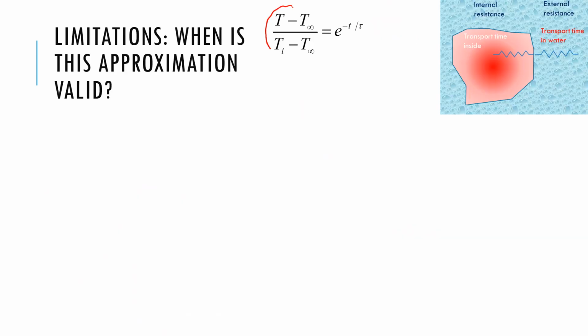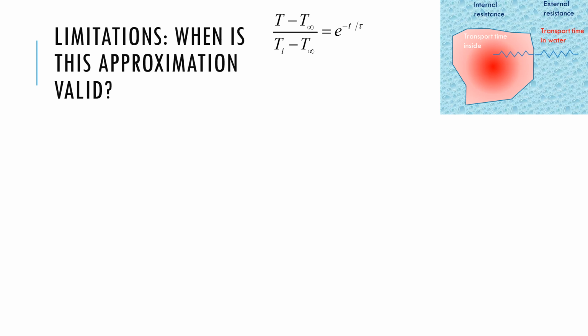Then this is our lumped parameter equation that says how temperature changes with time. And it's a very, very simple equation. And so then it would be nice to be able to use it all the time. But that's obviously not the case because we derived it making some very major assumptions. So what are those assumptions?